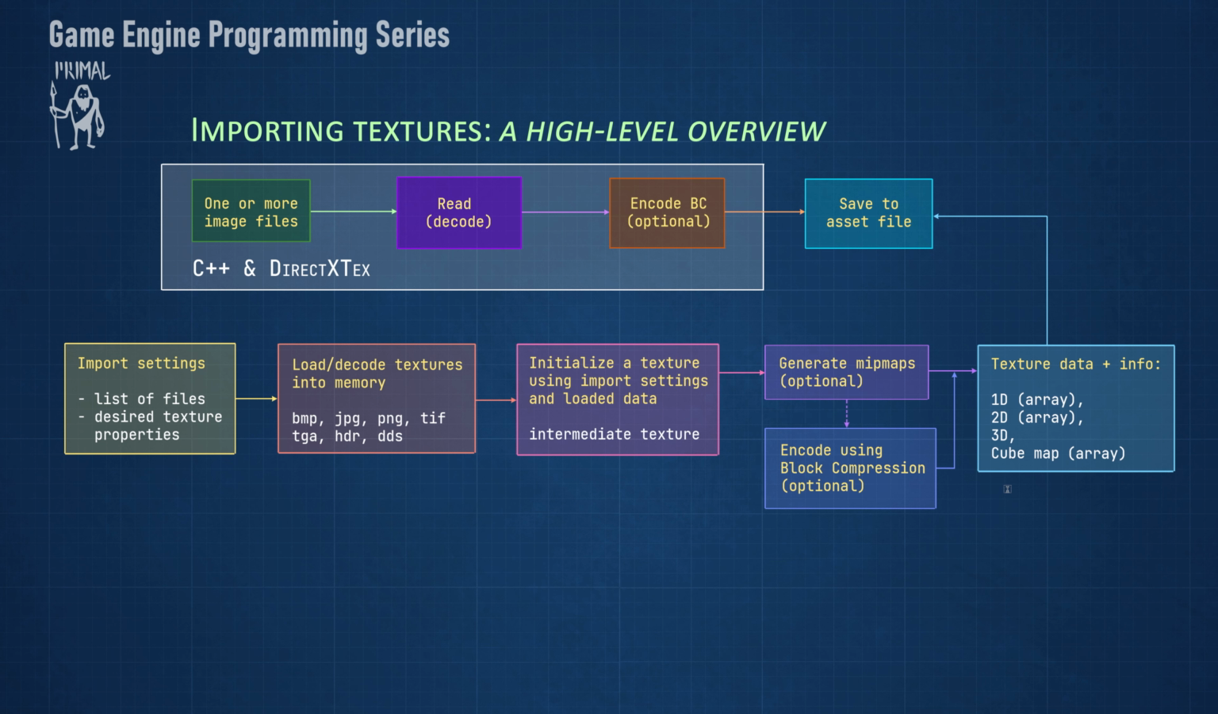As I mentioned, we'll support 1D, 2D, and 3D textures, as well as cube maps. In addition, we can create texture arrays for any texture dimension, except for 3D textures. At the end, this data is sent to the editor, which will save it to an asset file.